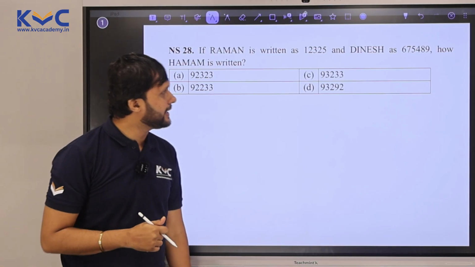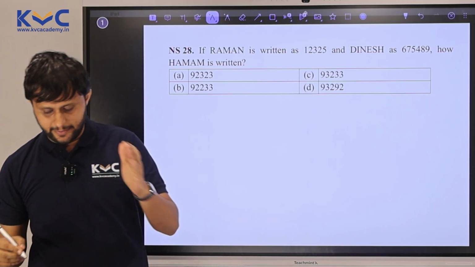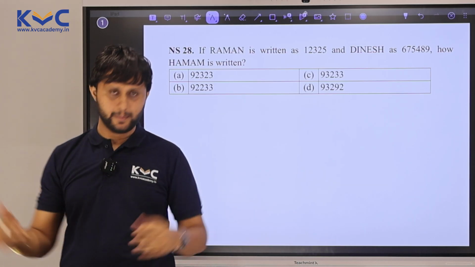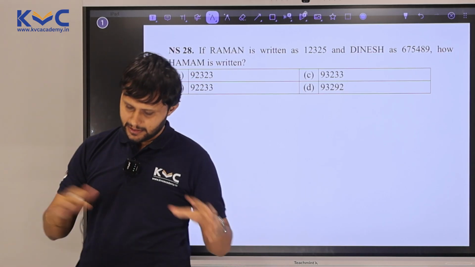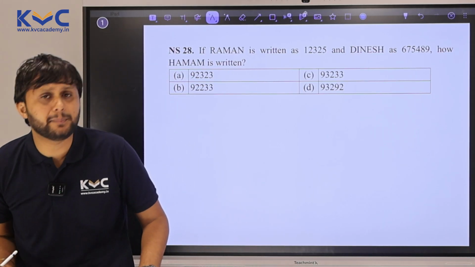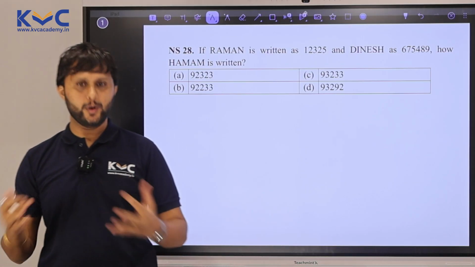Raman is written as 1, 2, 3, 2, 5. Dinesh is written as 6, 7, 5, 4, 8, 9. They have made some coding. How is Aman written? So this time it won't work with the numbers that we had associated with the letters. They have given a different coding.